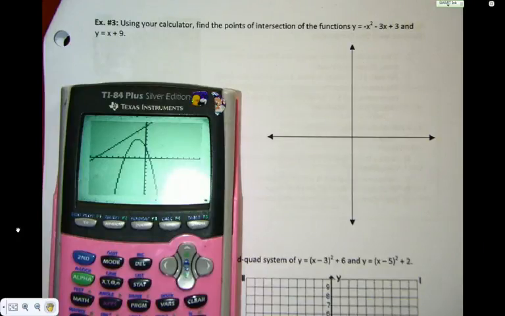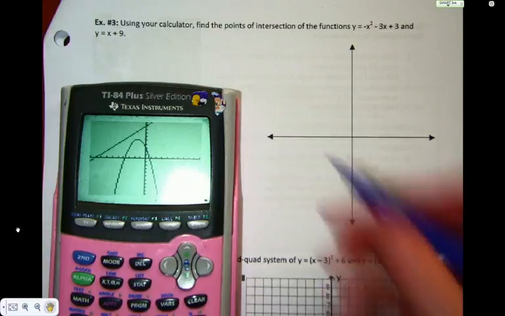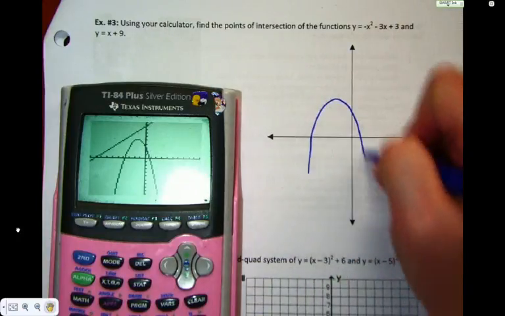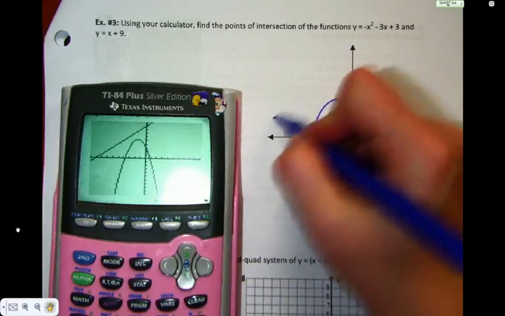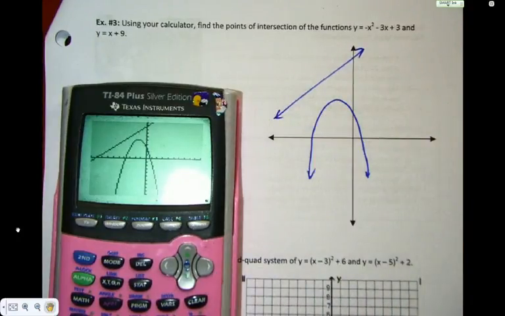And again, repeating, anytime you use your calculator to solve something on a graph, you have to show the graph. That's the equivalent to showing your work. It doesn't have to be an accurate sketch. It's just a quick little sketch of what your calculator showed you.